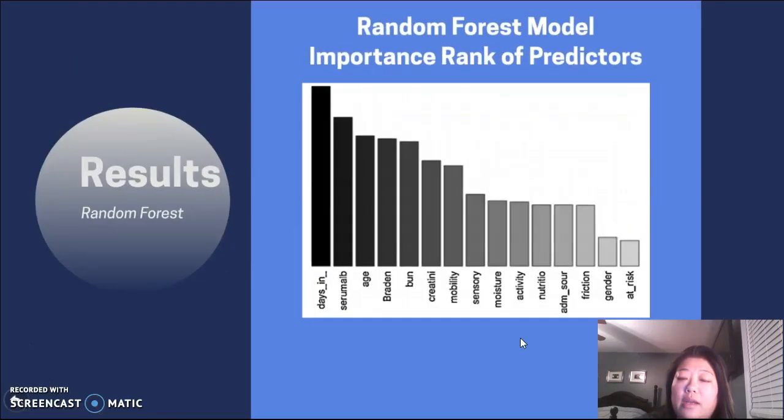In this study, the random forest model ranked days in hospital, serum albumin, age, Braden score, BUN, and creatinine, respectively, as variables that are associated with pressure ulcers. Further plotting with serum albumin indicates that patients with lower levels may have higher pressure ulcer prevalence.